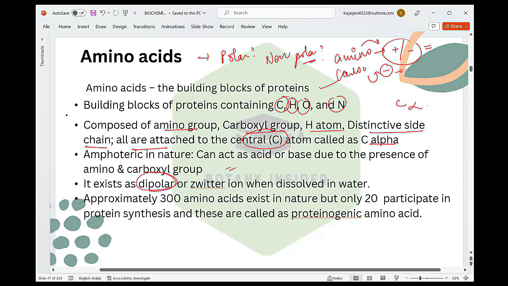It exists as a dipole or a Zwitter ion when dissolved in water. Dipole or Zwitter ion means the same thing. It's just a different name for that. Approximately 300 amino acids exist in nature, but when we look into the amino acids which are participating in protein synthesis, they are 20 in nature. Only 20 of the amino acids known in nature are proteinaceous in nature. Remember about this particular thing.